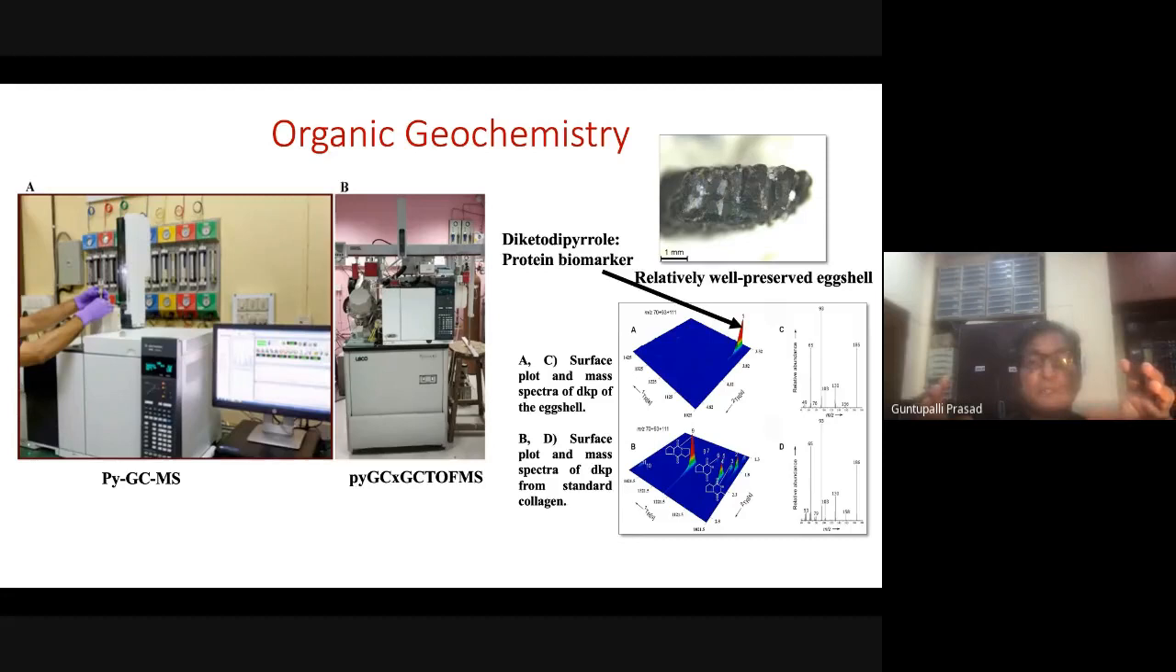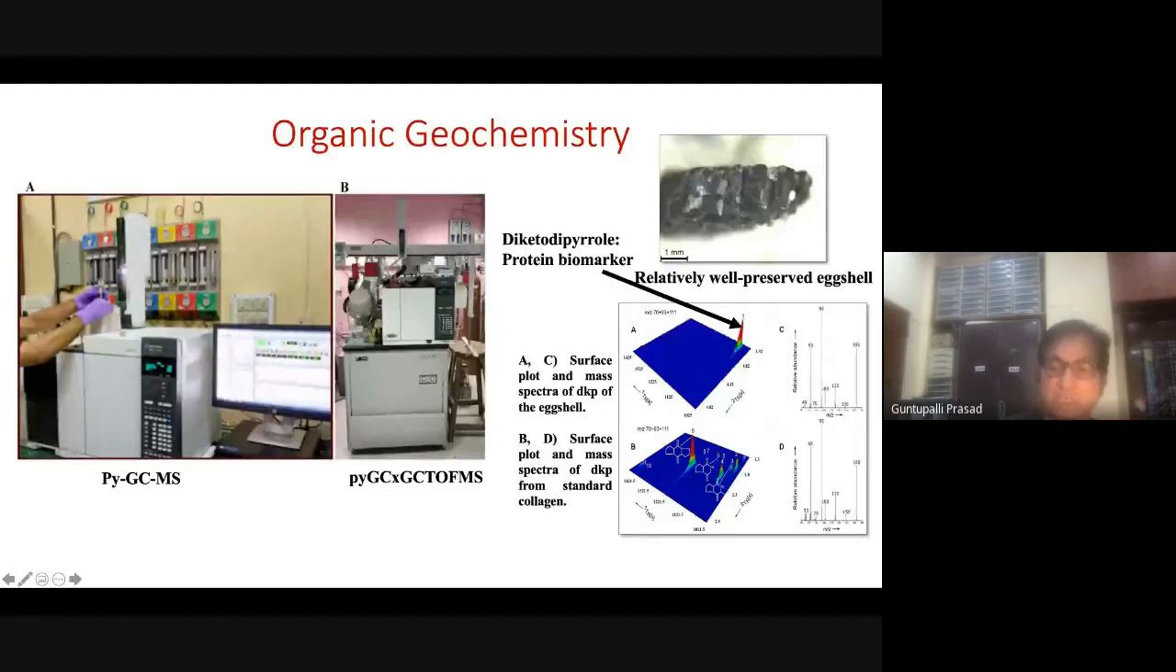So we interpreted this because the environment in which the eggs were preserved was so congenial, because the microbes which actually destroy the organic compounds are affected by the desiccating conditions that existed at that time. And also we believe that the eggshell, which is a biomineral, has actually protected the organic material from decomposition. So this is one new line of research that is taking place, and we found for the first time this protein biomarker from the eggshells of dinosaurs.